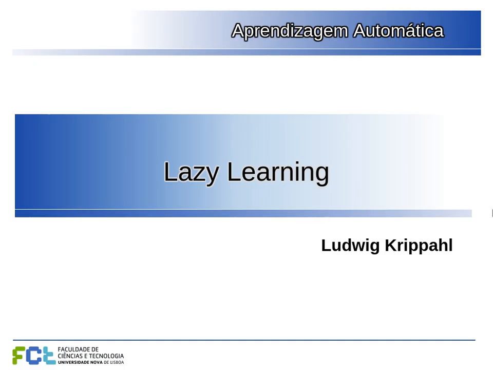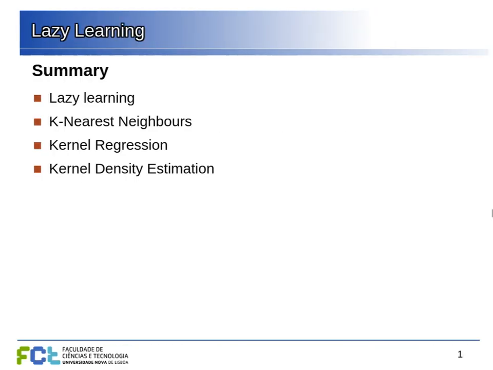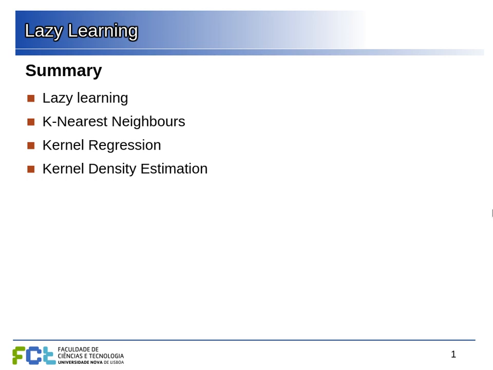So now we're going to look at a different way of using classifiers and regression. That's called lazy learning. We're going to start by looking at what this concept is, and then at a classical example of lazy learning, the k-nearest neighbors classifier, and how we can use that for regression too, so k-nearest neighbors used in regression. And then we're going to expand this to kernel regression and kernel density estimation.